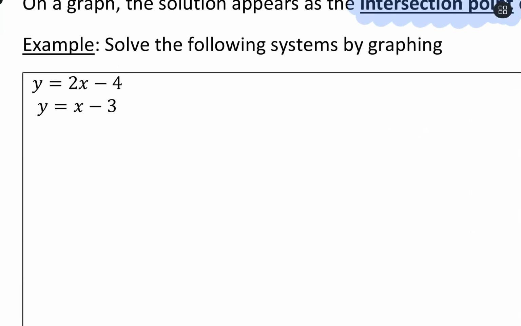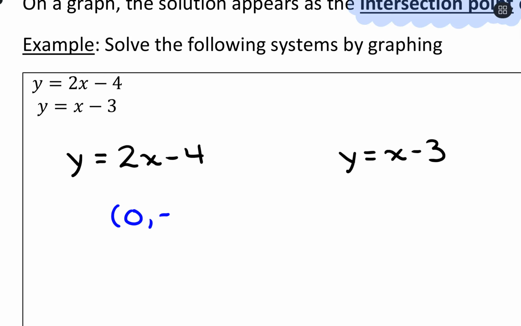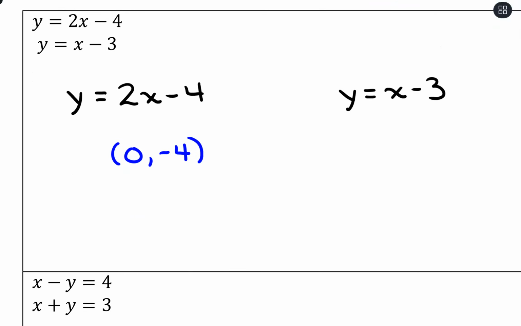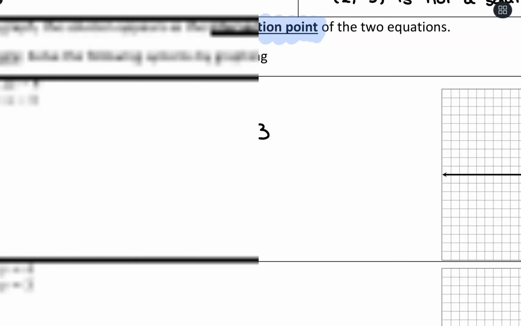So for this first scenario, it is very nicely in y equals mx plus b form, our slope-intercept form. So I'm going to graph y equals 2x minus 4, and I'm going to graph y equals x minus 3. So graphing y equals 2x minus 4, what I'm seeing is a y-intercept at -4. I'm also seeing a slope of +2, which means we're going up 2, right 1.